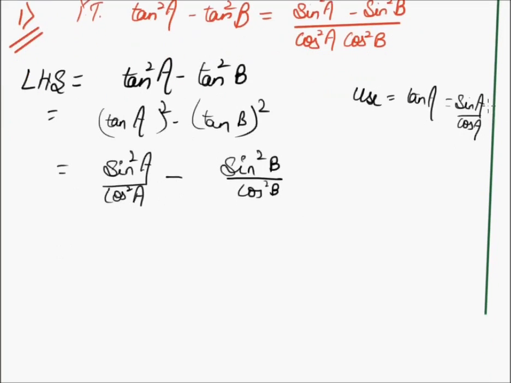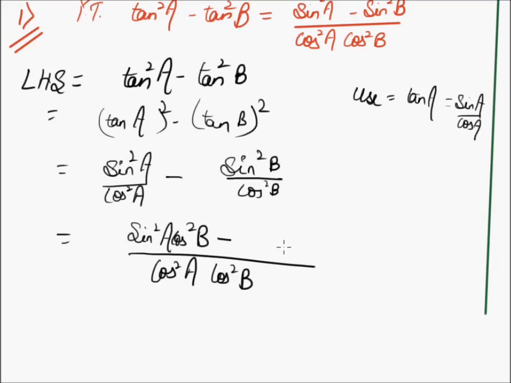Now we need in the right hand side the denominator as cos square A and cos square B. So taking the LCM, we will have cos square A into cos square B, and the sine square A will be multiplied by cos square B minus cos square A into sine square B. Now we need only sine square of A and B. We don't need cos square of B or A in the numerator.